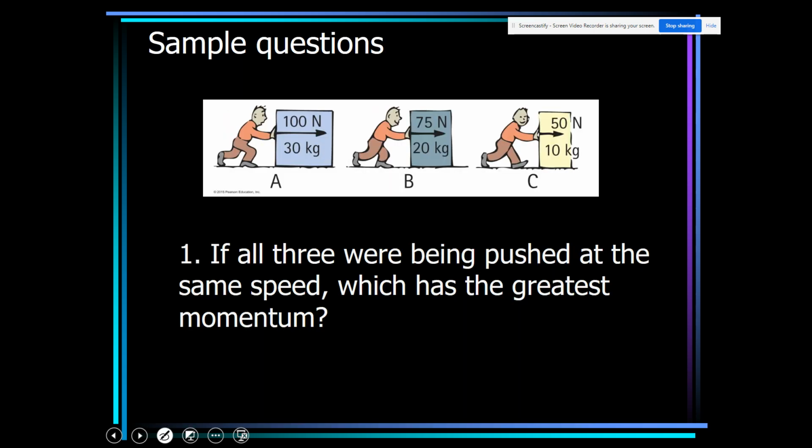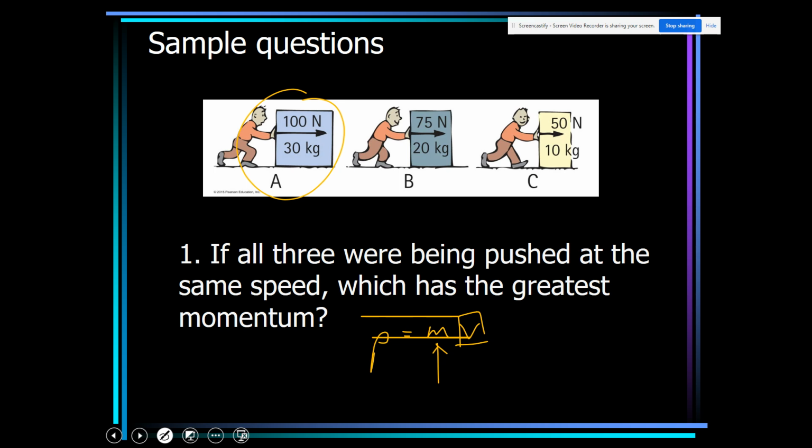Let's take a look at some sample questions. If all three were being pushed at the same speed, which has the greater momentum? Let's take a look at the momentum formula. Here it is. The same speed means the velocity is the same for each one of them. So what we really want to do is take a look at the mass. The one with the most mass will have the greatest momentum if they all have the same velocity. That's this one up here. More mass, more momentum, if they have the same velocity.